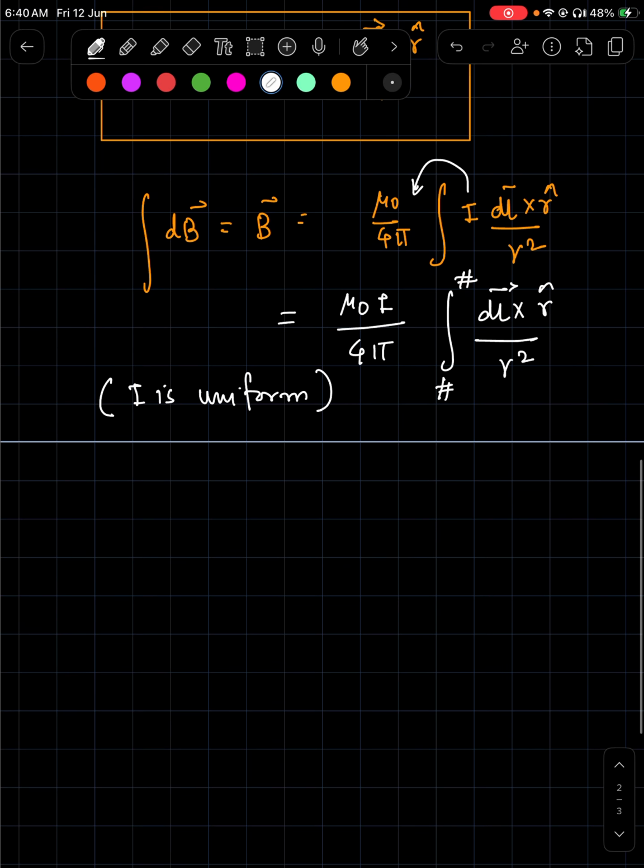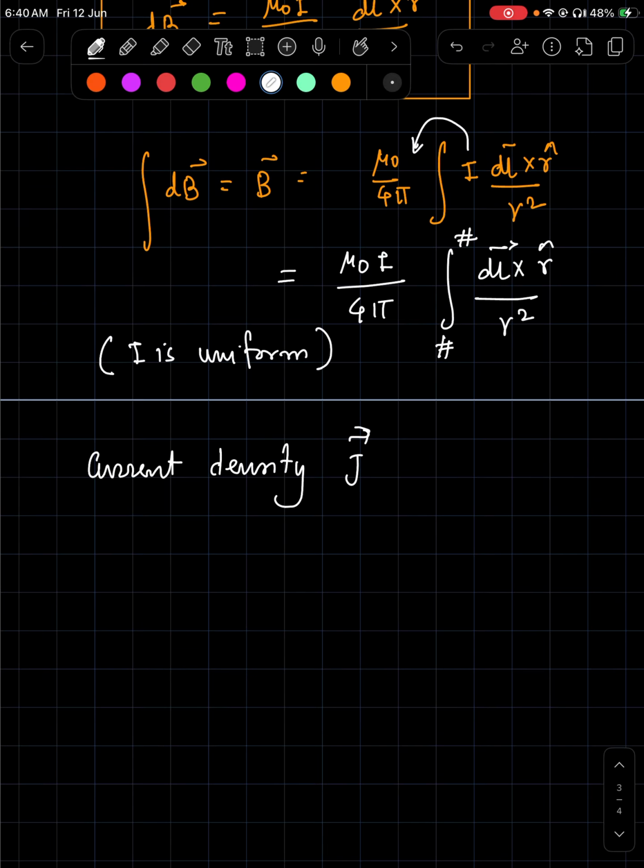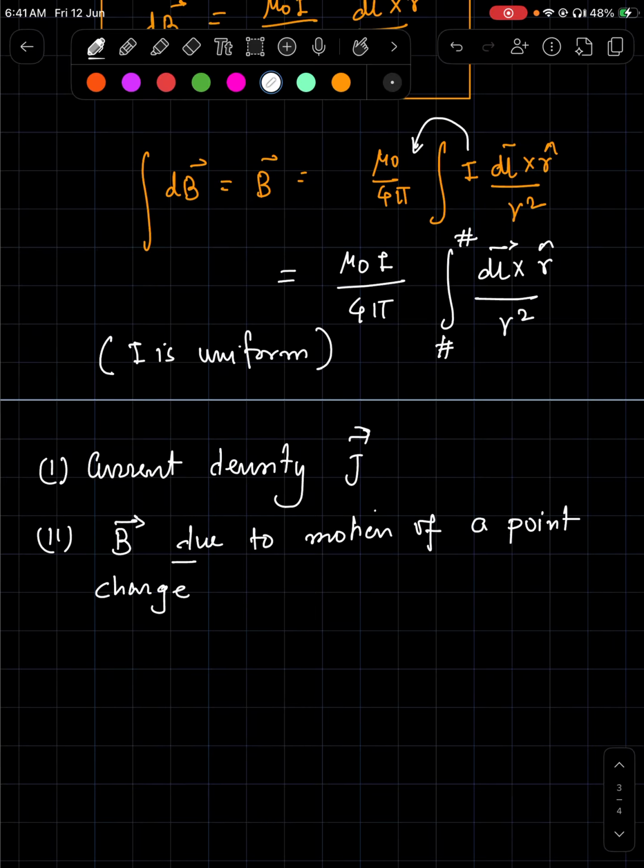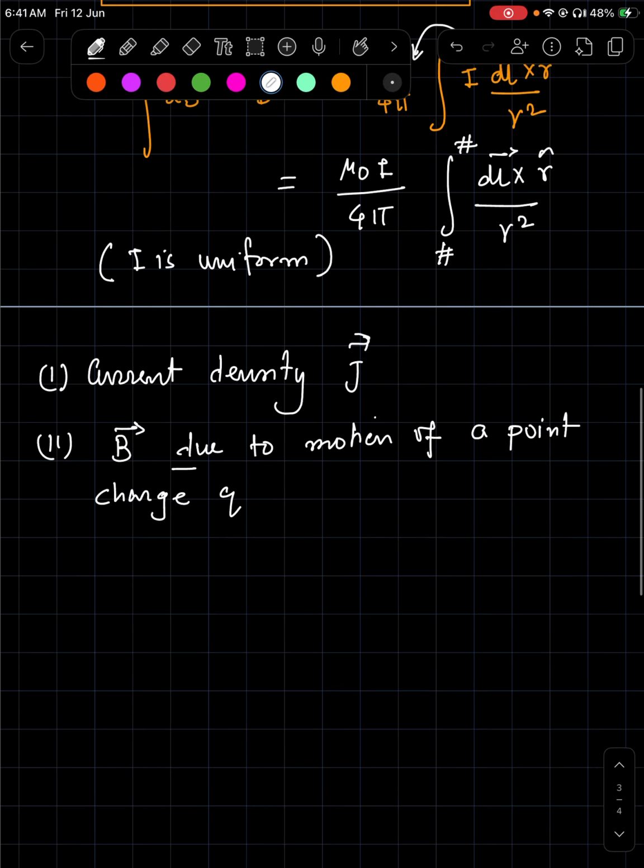Okay. But before proceeding in this direction, we have to express the magnetic field in terms of another quantity, which is called the current density, that is J. And another case we have to consider is the magnetic field due to the motion of a point charge Q. Okay, so let us move to the first one.